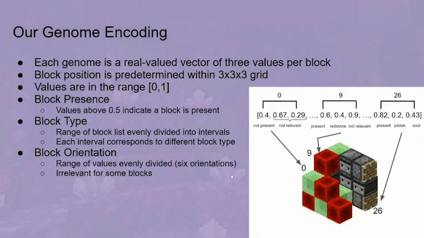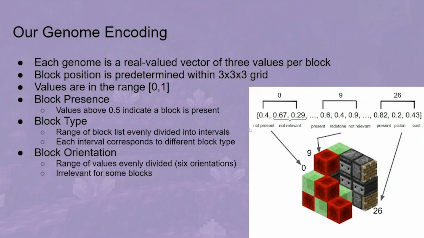In order to generate these shapes, we used a real valued vector of 3 values per block in a predetermined 3 by 3 by 3 grid. Each of these values ranged from 0 to 1, and depending on what it was representing, it would change the characteristic of each of these blocks. So block presence meant that if this value was over 0.5, it would be part of the shape. So as we can see here, block 0 is not there because it has a value of 0.4, but block 9 is because it has a value of 0.6.